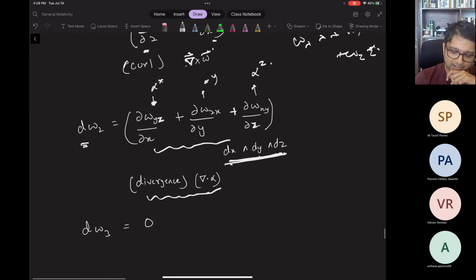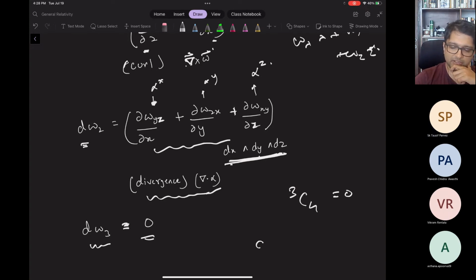And finally, d omega 3 is just 0. That is, if you differentiate a 3 form, you'll get 0. Why is that? So 3C4 is 0. Yeah, that's one way to think about it.